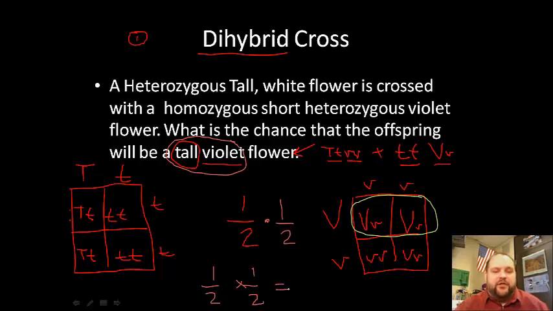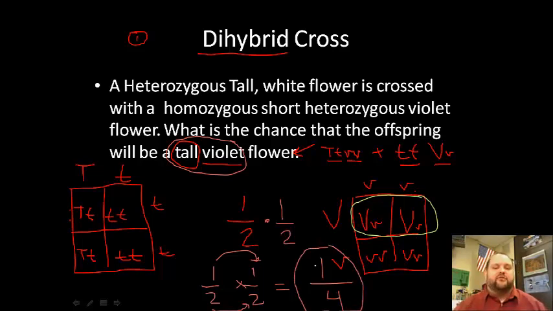You multiply across the top and you multiply across the bottom. So 1 times 1 is 1, and 2 times 2 is 4. So when I look at this, my fraction is 1/4. The final answer is 1/4. 1/4 of these plants are going to be both tall and violet. And I did that by doing 2 Punnett squares, 1 for each gene, and then multiplying the results. That's how we do a dihybrid cross.